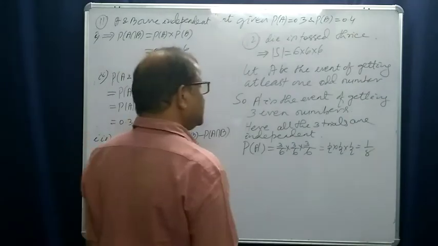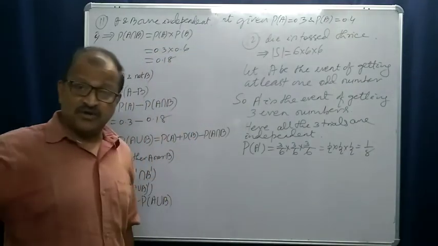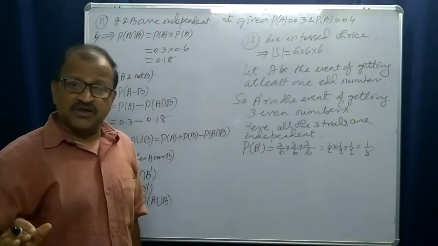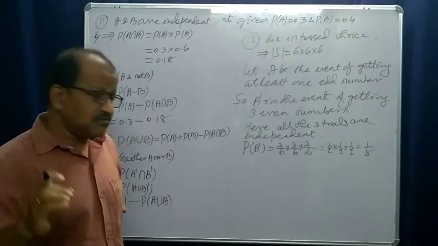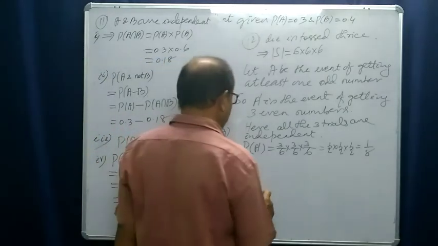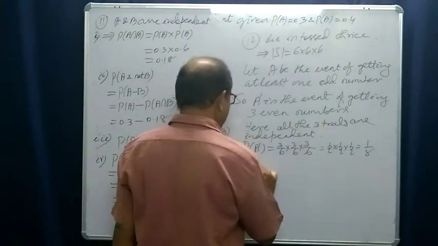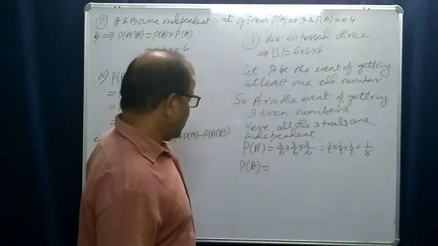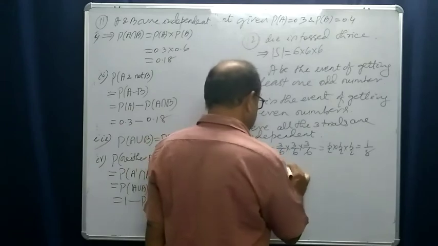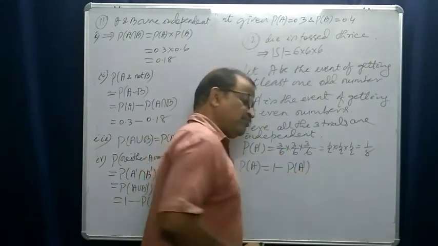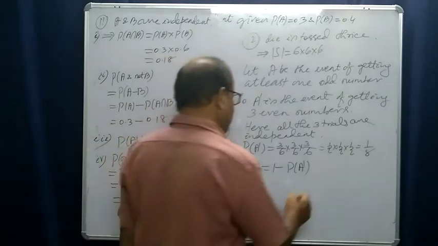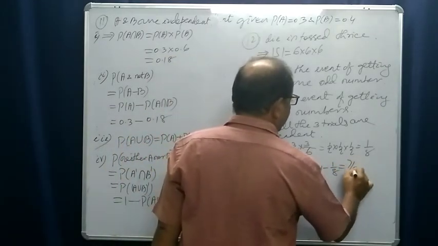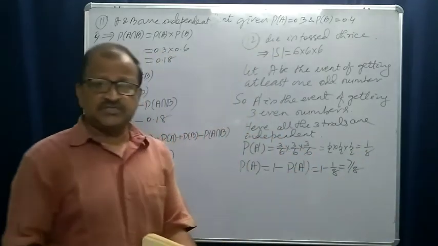A dash is the event of getting 3 even numbers. In all the dice, we will get even numbers. So at least one odd will occur. Probability of getting A, where A means to get at least one odd number, is 1 minus probability of A complement, that is 1 minus 1 by 8, that is 7 by 8. So this is the probability.